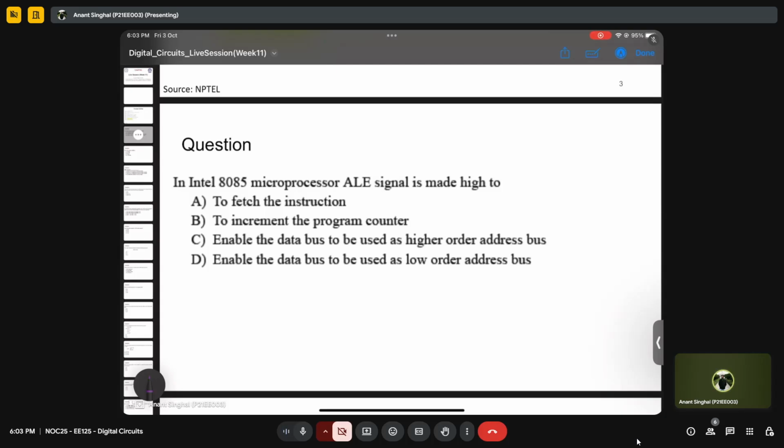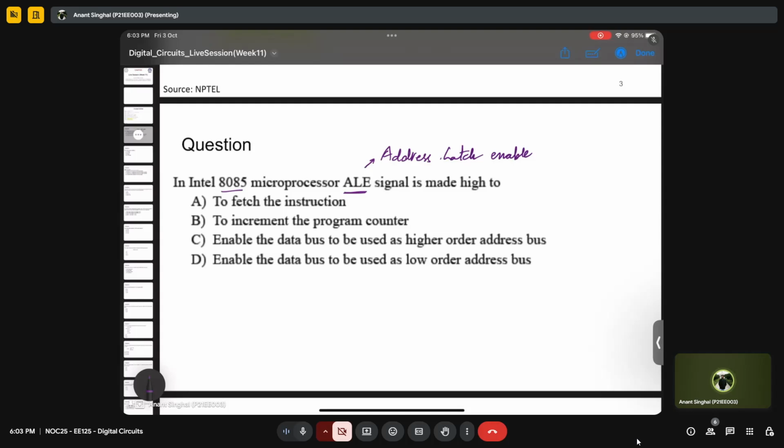Okay, so again, this is a very direct problem. In the 8085 processor, we have a lot of different types of signals. You'll see some of the instructions that have been covered in your lectures throughout the questions that we cover today. So ALE is another type of signal, which is also called the Address Latch Enable.